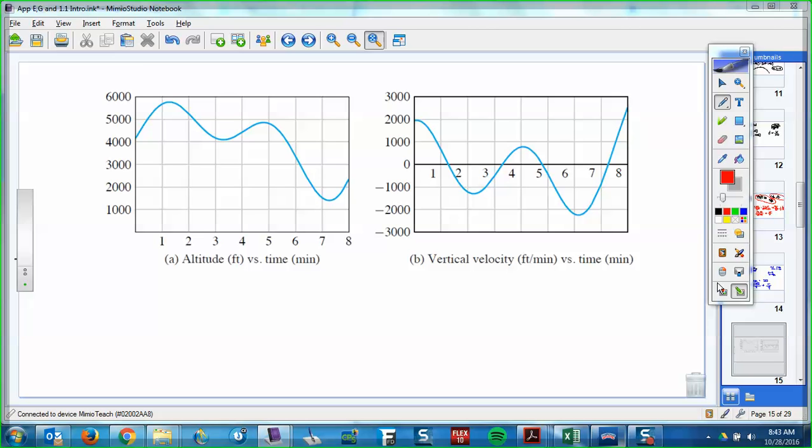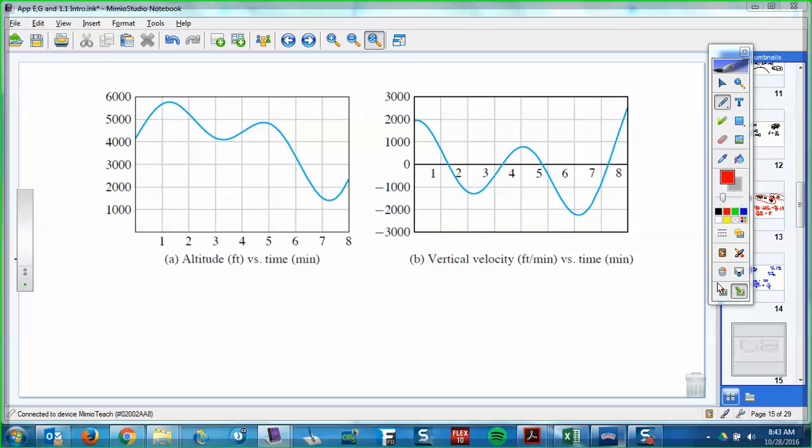Okay, so it's important to understand this. These are both functions, right? You know the old vertical line test: any one input can only have one output to be a function. So we can have functions that are not equations, that are just graphs. Like this example here.